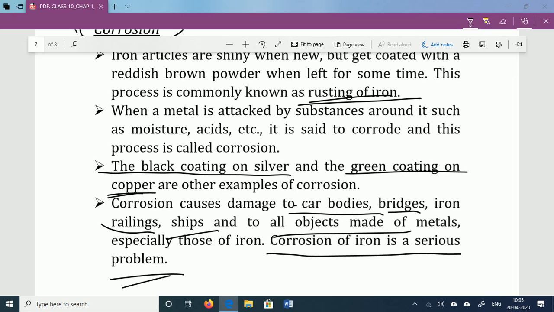So there is a need to prevent corrosion. The steps for the prevention of corrosion we will discuss in chapter 2. We will discuss this corrosion in detail in chapter 2, how corrosion occurs, which mechanism, which process occurs in corrosion, and how we can prevent the corrosion process. All these things we will discuss in chapter 2.